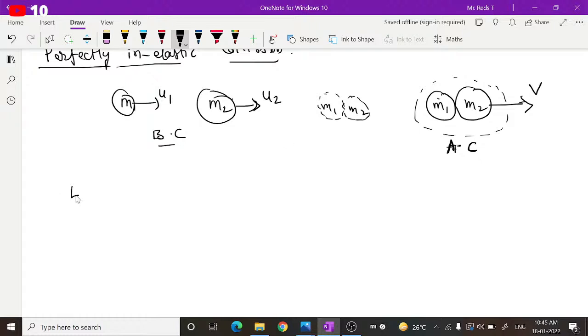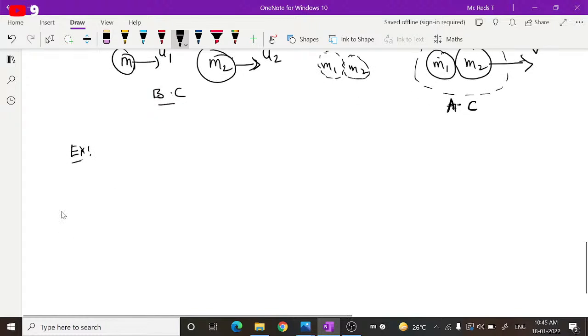If you want an example, you can write down something like this. A bullet fired into a wooden block, and it remains embedded in the block. It is not coming out of the block, it just remains embedded in the block. Such kind of collision will be called a perfectly inelastic collision. The block may be at rest, or the bullet will be moving along with the block. Either way, but they should stick together after collision. Such kind of collision will be called a perfectly inelastic collision, right?